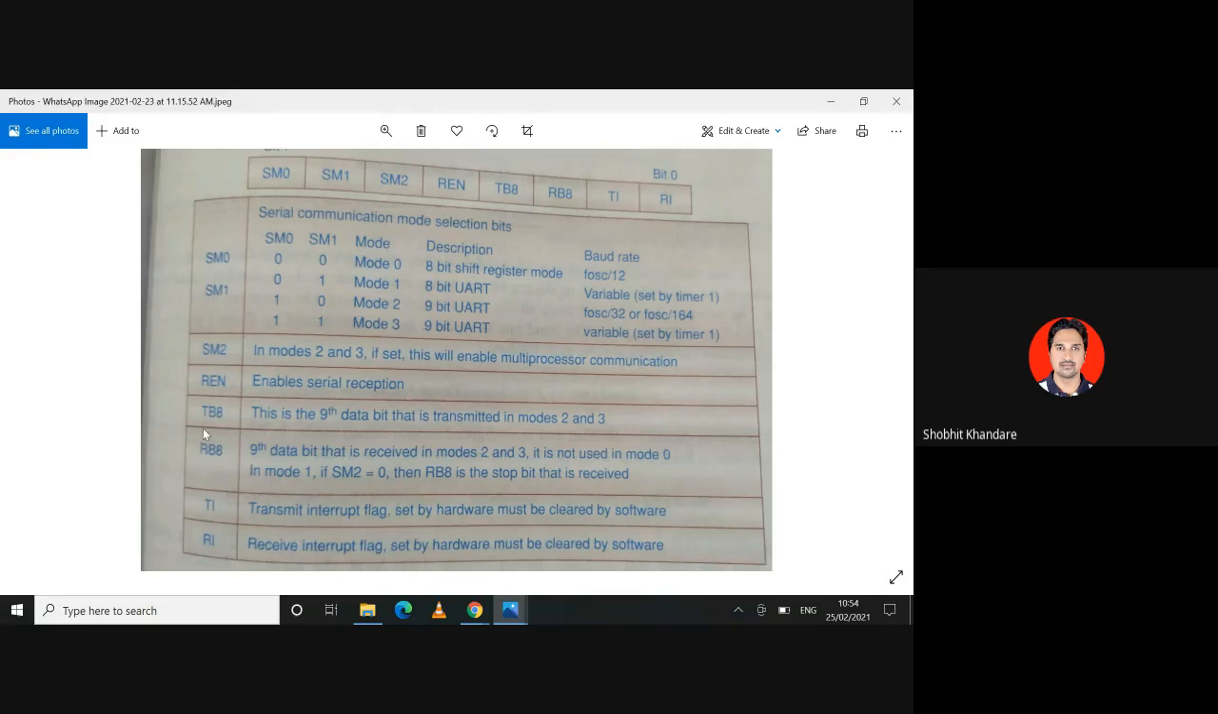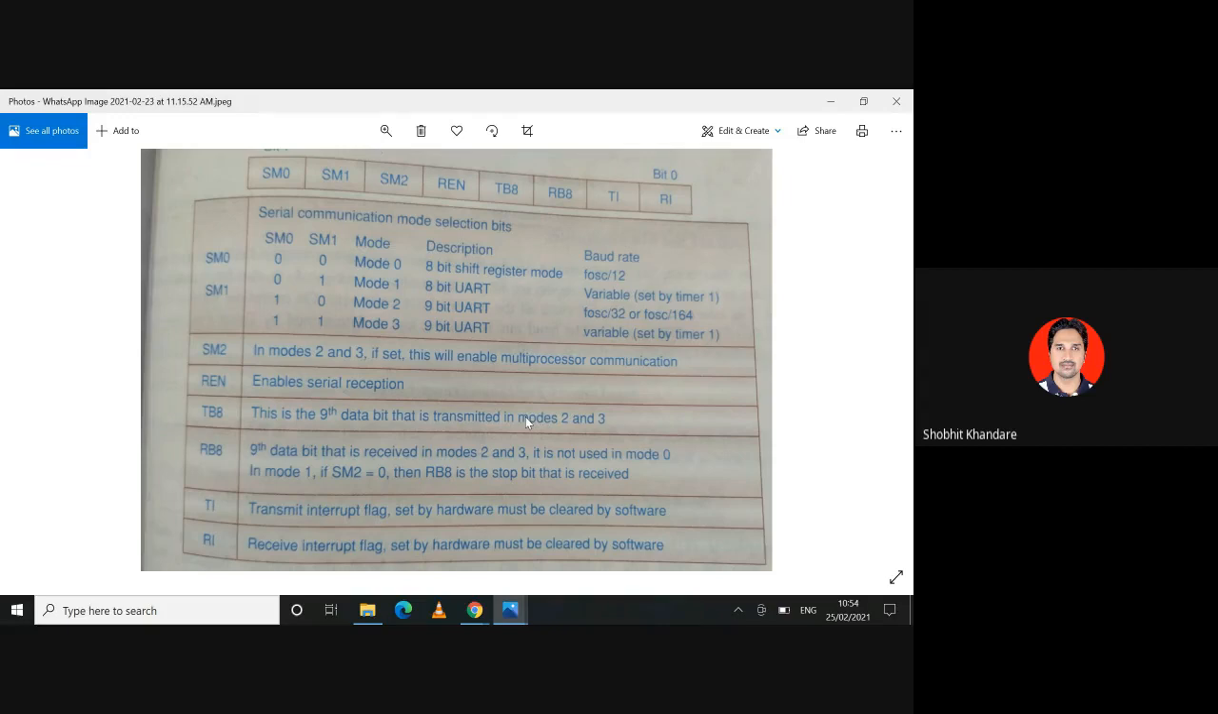Okay, अब यहाँ पे TB8 में क्या हो रहा है, ये वाला बिट। So this is the 9th data bit that is transmitted in mod 2 and 3, as simple as it is. मॉड 2 और 3 में मुझे अगर 9 बिट्स ट्रांसमिट करने हैं, तो SBUF में, ट्रांसमिट बफर में तो 8 बिट्स रहेंगे। 9th बिट कौन सा रहेगा, तो वो 9th बिट यहाँ पे रहेगा, TB8। Okay, so this is the 9th data bit that is transmitted in mod 2 and 3.